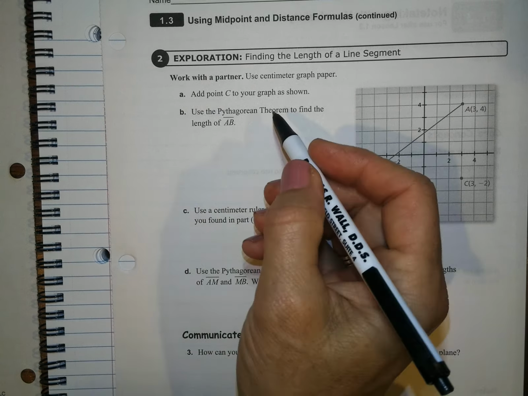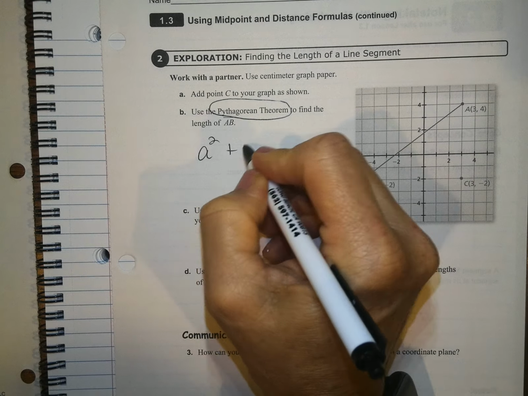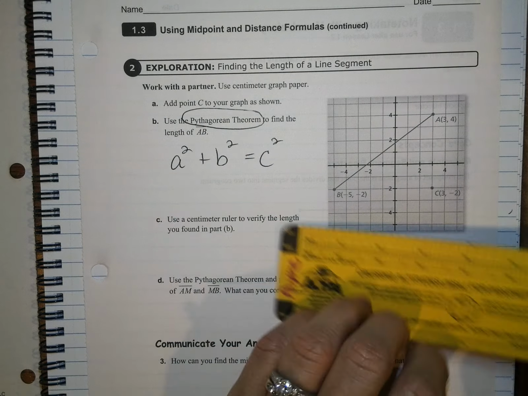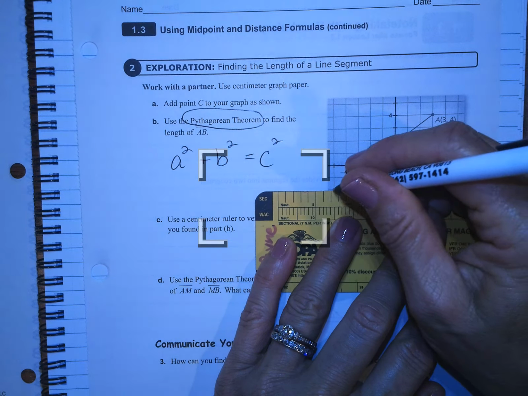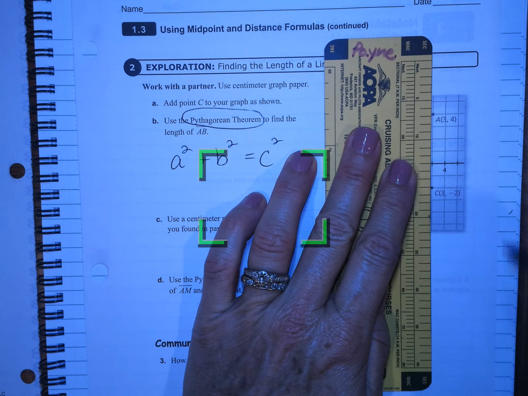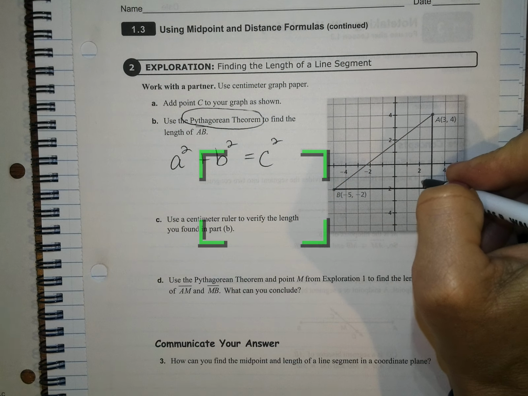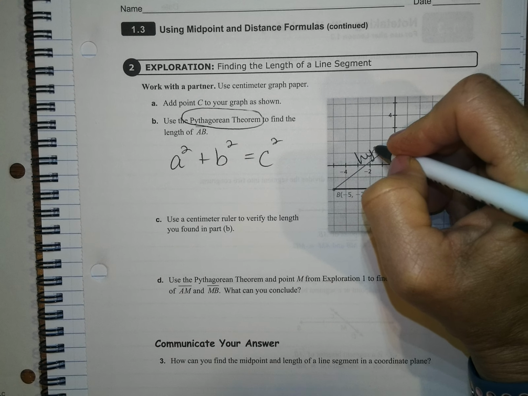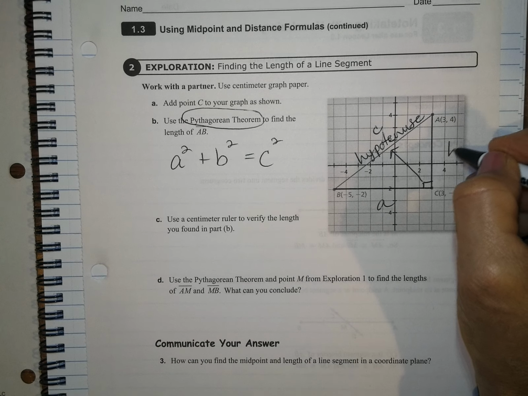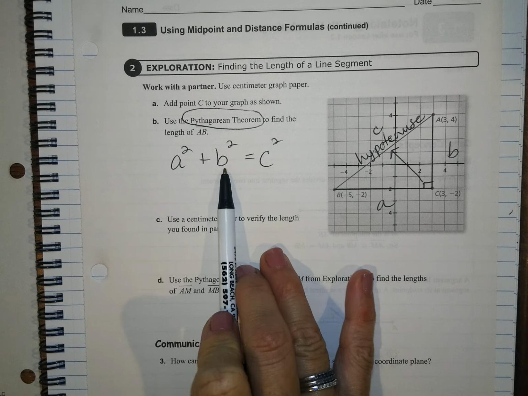Just as a review, you are expected to remember the Pythagorean theorem. It's a squared plus b squared equals c squared, where c is always the hypotenuse. If you have a triangle, a and b are the legs. So remember, the definition of hypotenuse is always across from the right angle. Here's your hypotenuse. And it doesn't matter which side you label as A or B, as long as it's a squared plus b squared equals c squared.